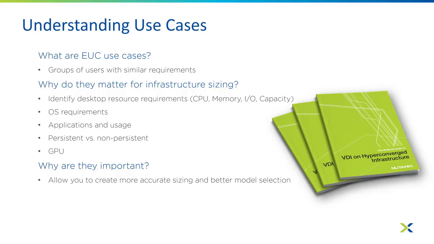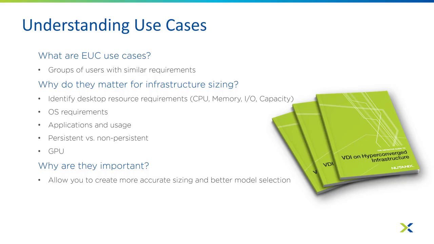So it's all about understanding the use case. Now, when I talk about use cases, what I really mean is groups of users, or a grouping of users with similar requirements. Why these matter for a correct sizing is to be able to identify commonalities. So identify desktop requirements such as CPU, memory, I/O capacity, storage, and the like.